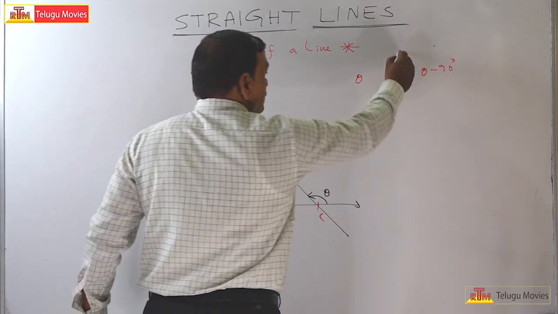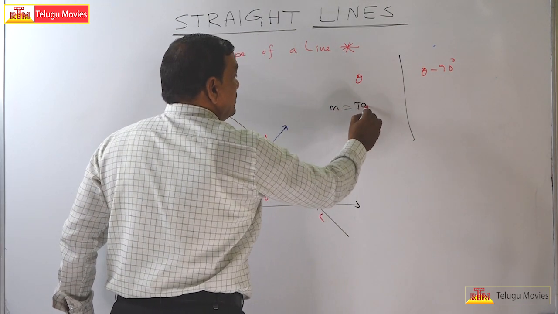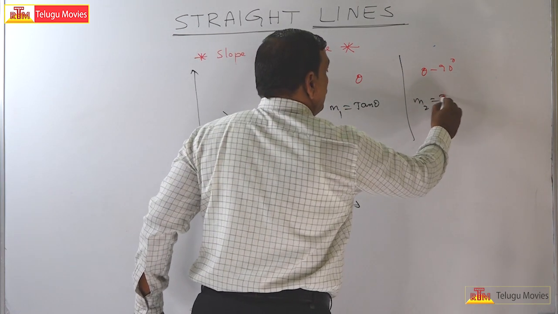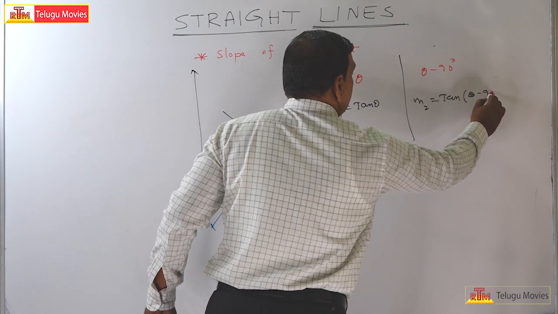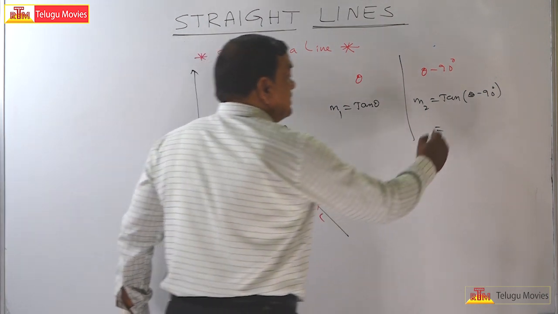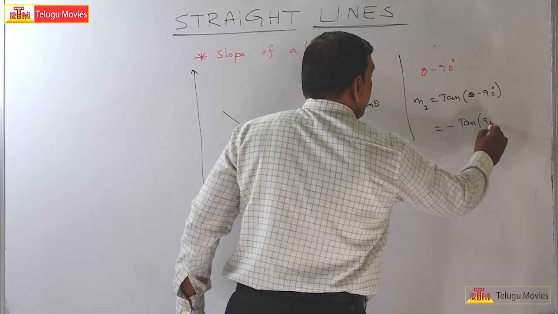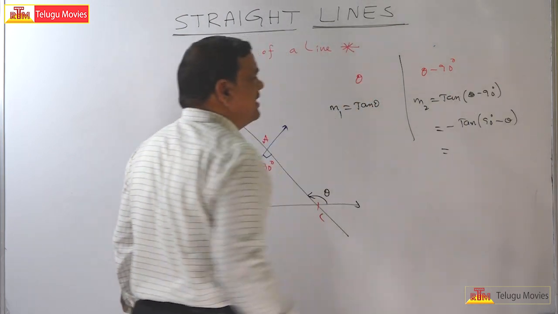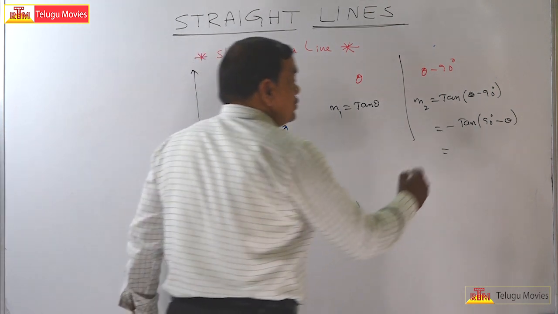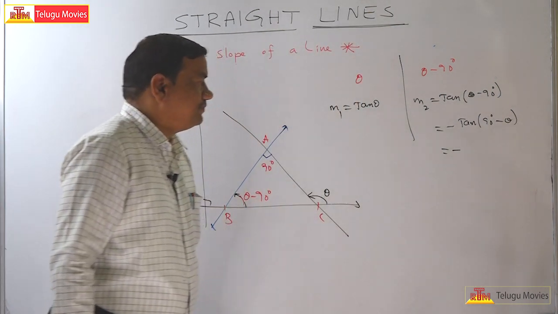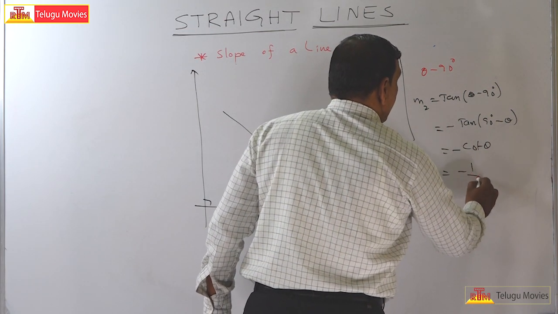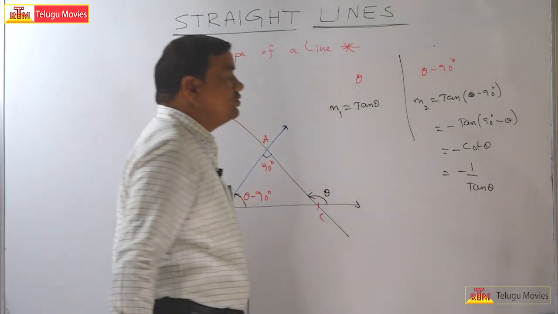Let us find out their slopes. The slope of the first line is m is equal to tan theta, call it m1. Let the second line slope be tan of theta minus 90 degrees. Now tan of theta minus 90 degrees can be written as minus tan of 90 degrees minus theta. The minus will come outside for tan, trigonometry. Tan of 90 minus theta is equal to cot theta, so this is minus cot theta, that is minus 1 by tan theta. Cot theta means 1 by tan theta.